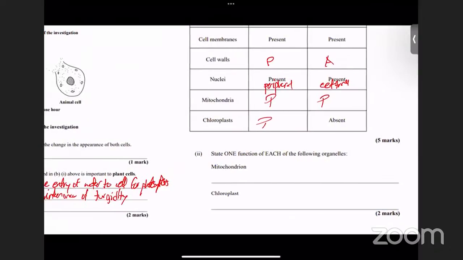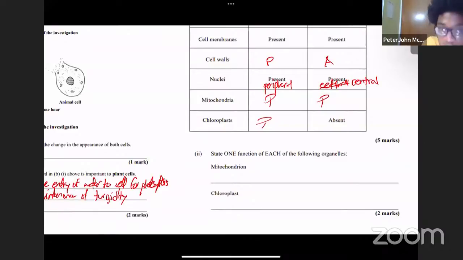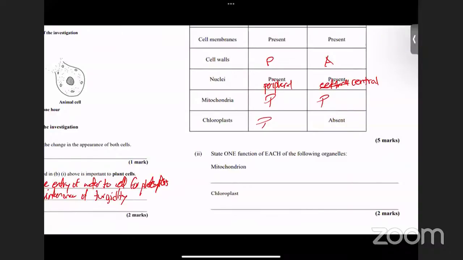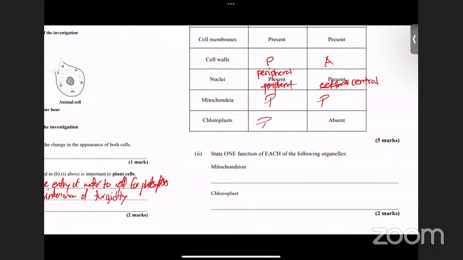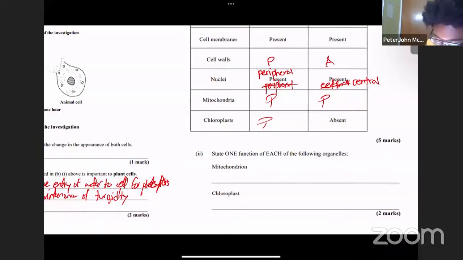So before we move on, for the nuclei, that's central, right? Yes. Central is a bit of a weird word. So what's present for plants in the nuclei? Peripheral. Plants have a peripheral nucleus.